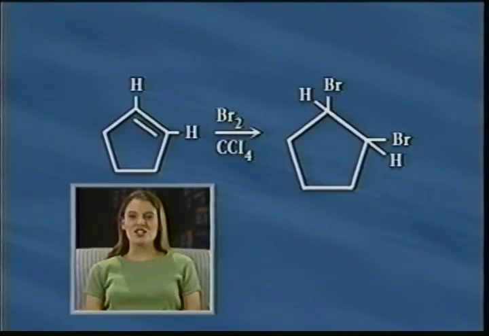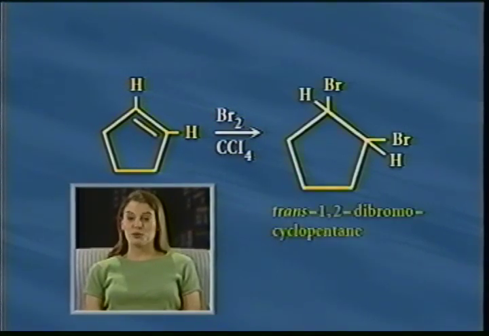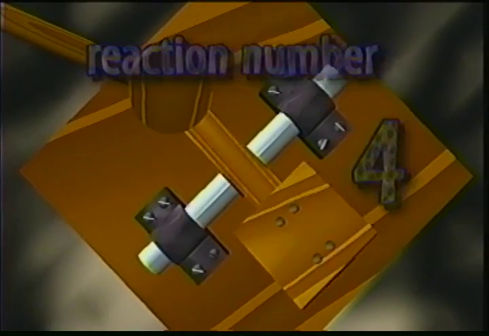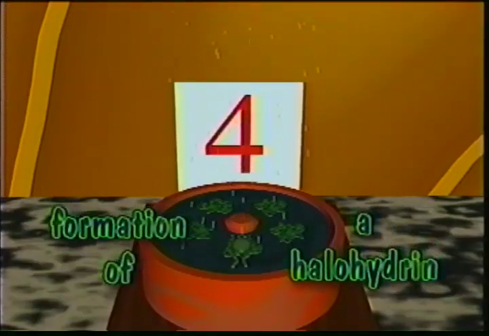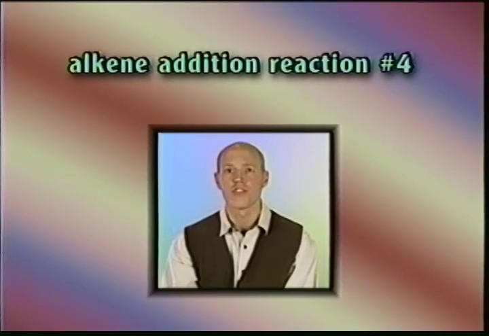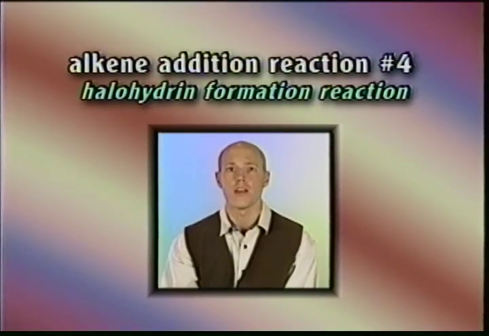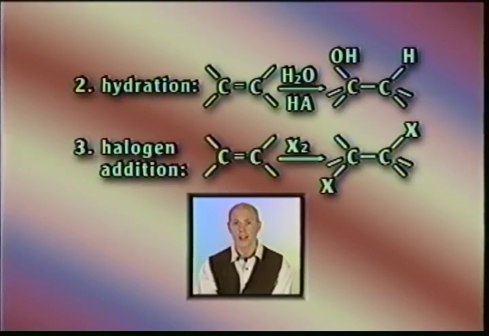Okay, so we just saw bromine, Br2, come together with cyclopentene to form trans 1,2-dibromocyclopentane. Let's see what happens to this same reaction when we throw a little water into the mix. Reaction number 4, formation of a halohydrin. Alkene addition reaction number 4, a halohydrin formation reaction. This is a variation of the hydration and halogen addition reactions we just looked at, reactions 2 and 3.